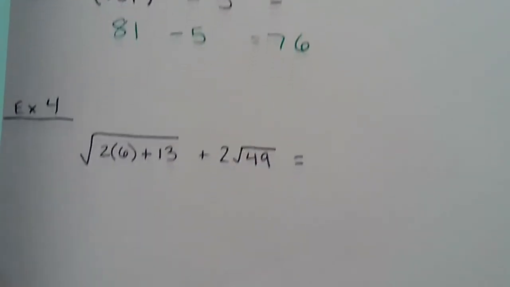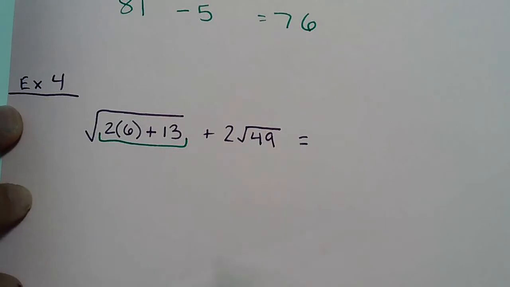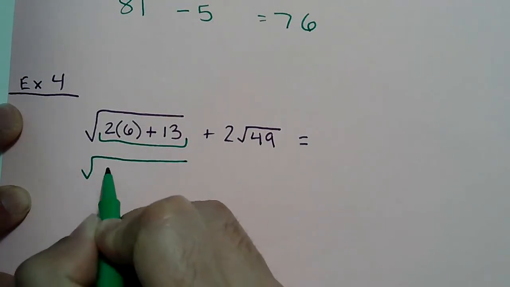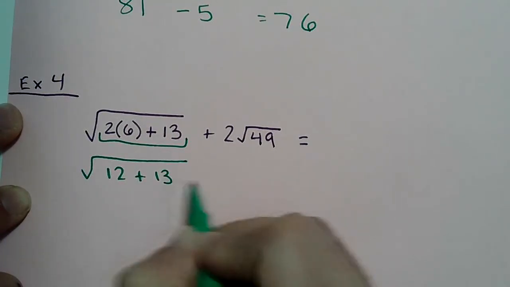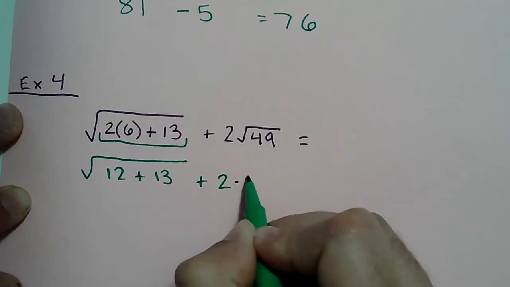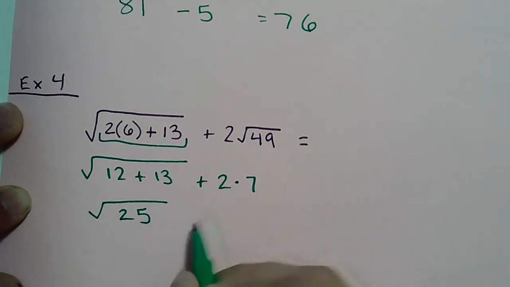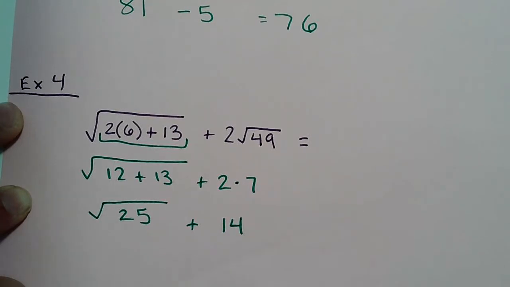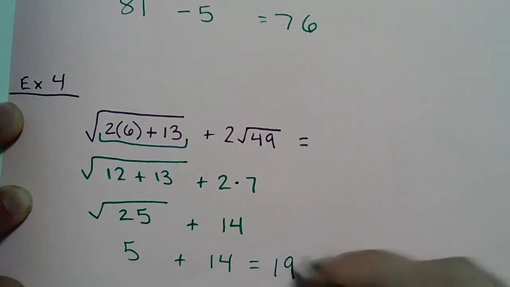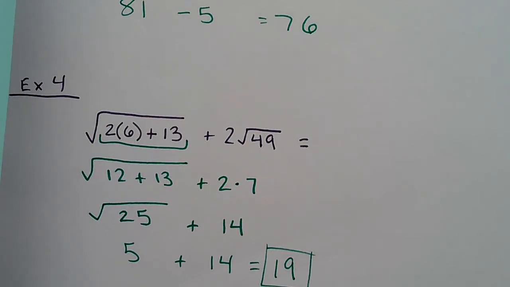And our last example. I'm going to evaluate the radicand first. So this gives me the square root of 12 plus 13 plus 2 times the square root of 49, which is 7. This gives me the square root of 25 plus 14. The square root of 25 is 5 plus 14 equals 19. And that is how we can evaluate expressions that involve square roots.